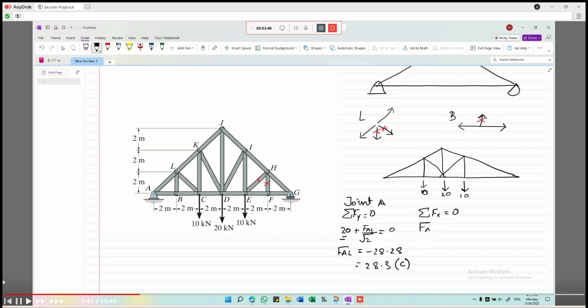Now let's find out FAB. So as we know, FAL is 28.28 and it is being compressed. We will take the X component of AL, and that is 1 over root 2, and we got that by Pythagoras theorem.